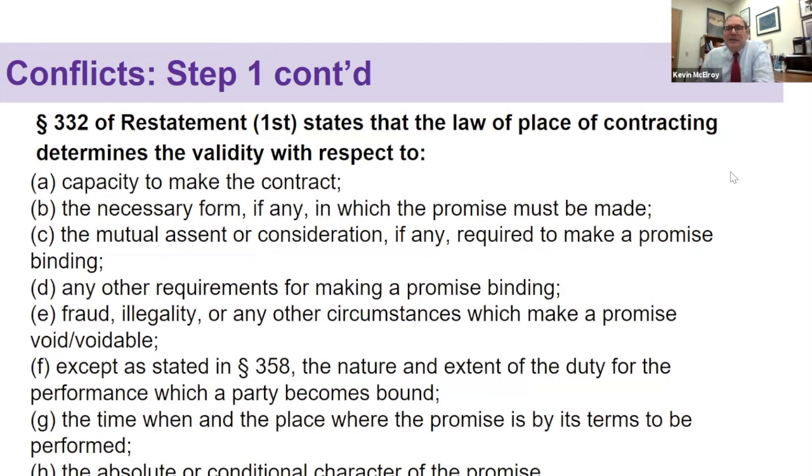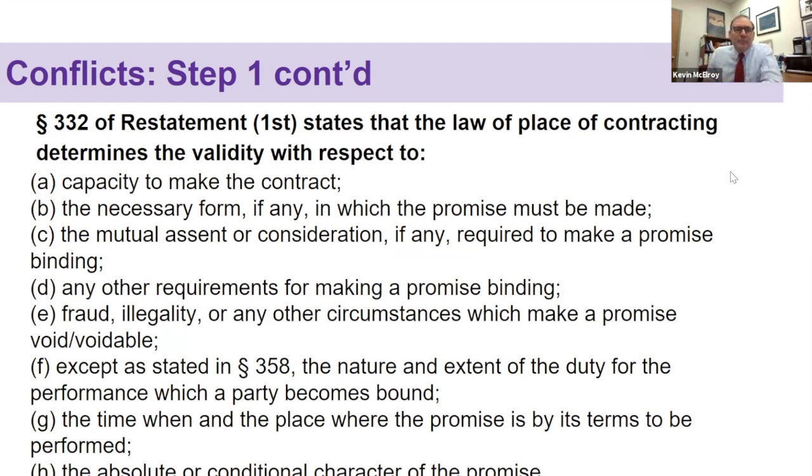32 of the restatement states that the law of the place of contracting, and that's how most of the first restatement contract sections are written. The law of the place of contracting will determine blah, blah, blah. Okay, so the law of the place of contracting, the law of the primary and necessary event, determines the validity of the contract with respect to capacity. Is the person you entered into old enough? Are they mentally competent? Do they have enough ownership interest, the right type of ownership interest in something they're selling?